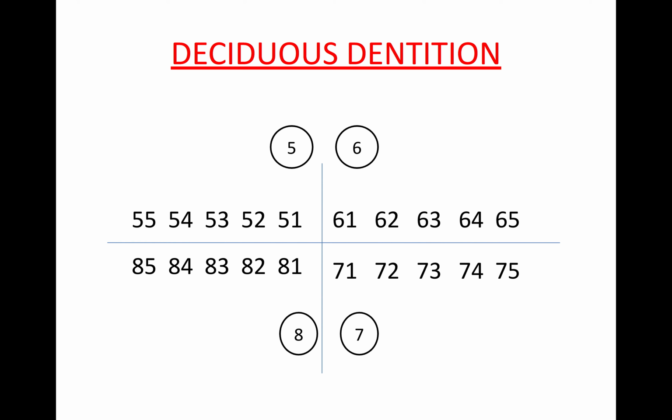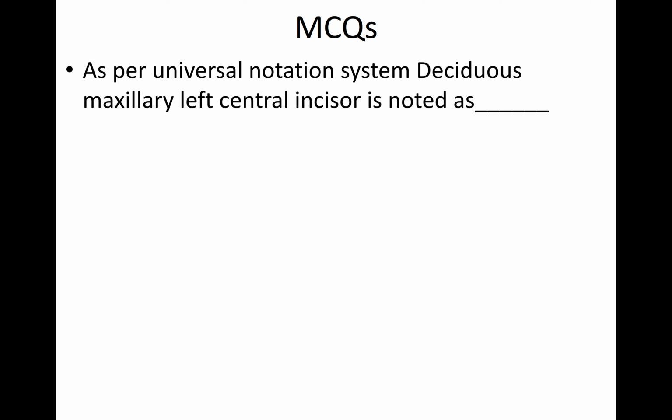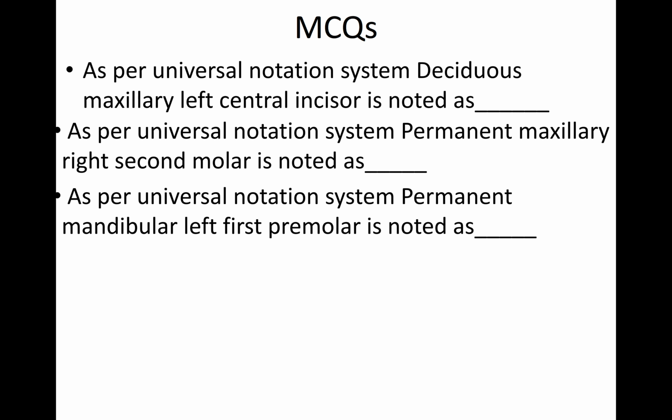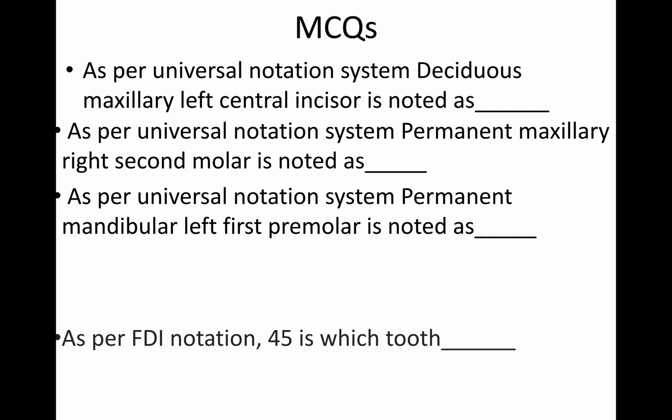So here we have some questions. Let's solve this. As per universal notation system, deciduous maxillary left central incisor is noted as? I'll explain all questions; you have to answer in the comment box. Now second, as per universal notation system, permanent maxillary right second molar is noted as? As per universal notation system, permanent mandibular left first premolar is noted as?